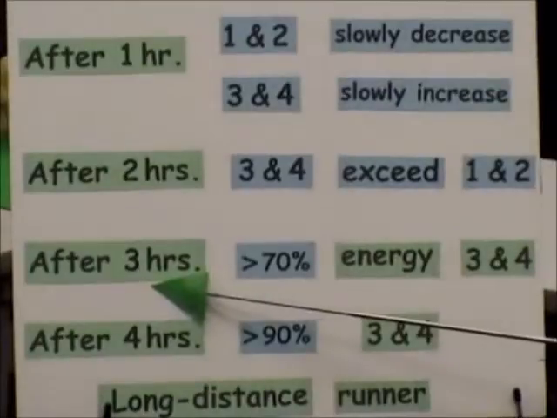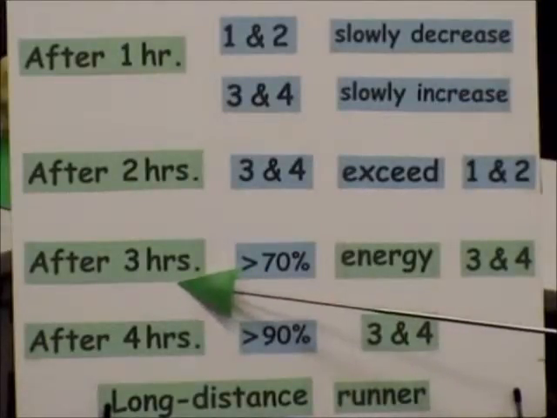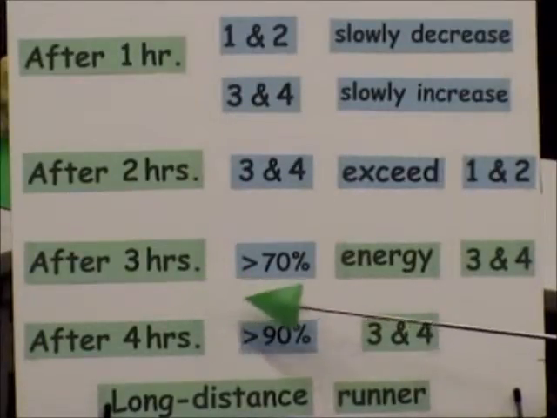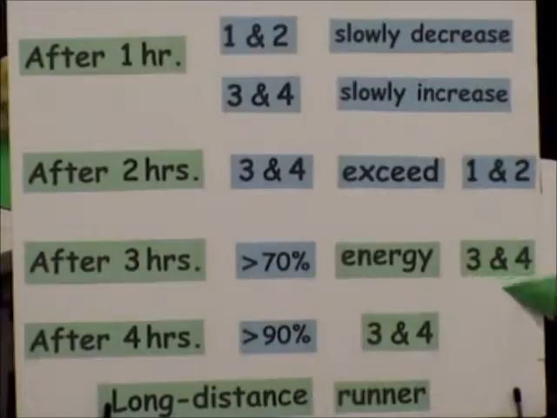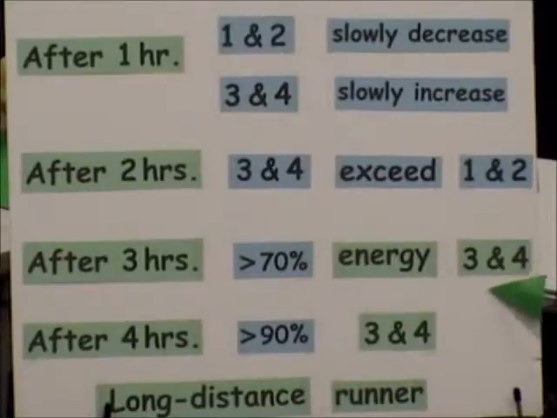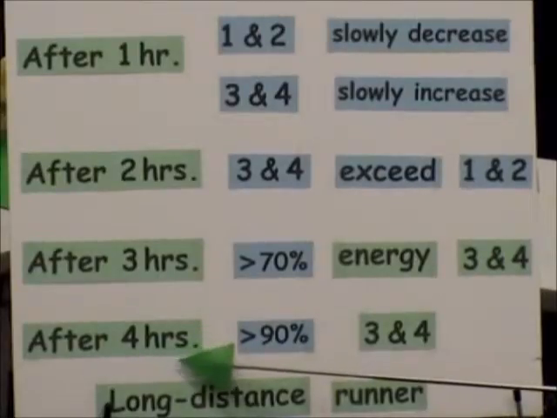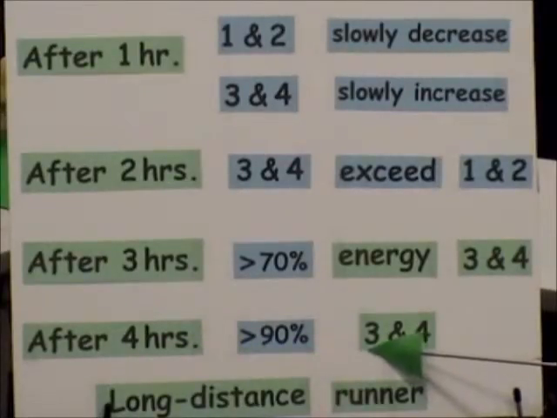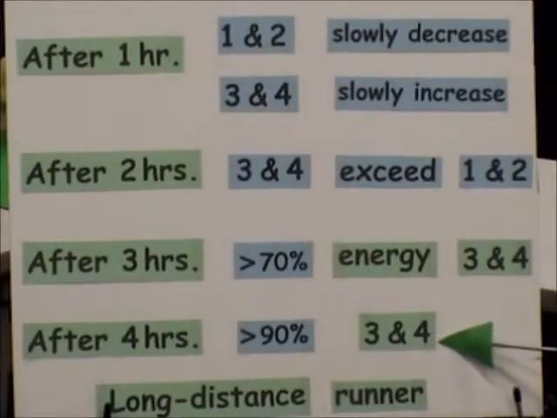Oh boy, after 3 hours, most marathon runners are probably going to end up running at least 3 hours, unless you're really fast. Now, greater than 70% of your energy is coming from 3 and 4, free fatty acids and glucose. So blood glucose and free fatty acids, after 3 hours, that's the majority of your energy for the muscles. After 4 hours, wow, 90% we're talking about free fatty acids and glucose. So you just couldn't replenish that muscle glycogen and those muscle fats. They're no longer able to function. They're going to have to store again. You're going to have to recover.